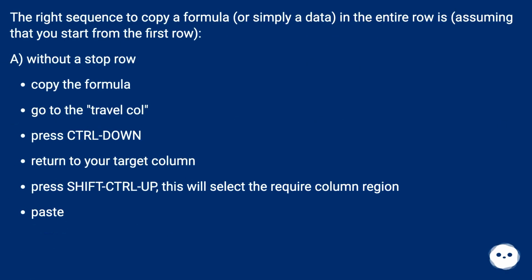The right sequence to copy a formula, or simply a data, in the entire row is, assuming that you start from the first row, A, without a stop row: Copy the formula. Go to the travel column. Press Ctrl down. Return to your target column. Press Shift Ctrl up. This will select the required column region. Paste.